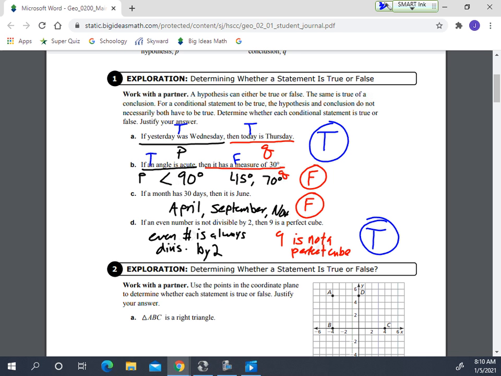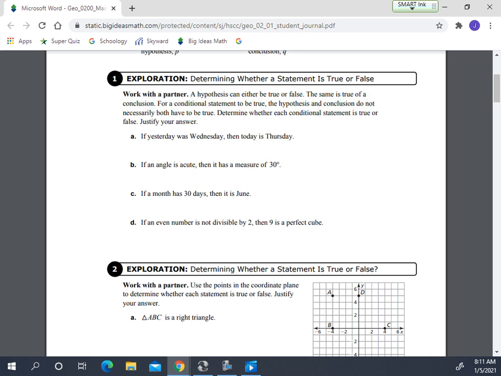Same with this one. It had true, month has 30 days and it is June. That was false, right? Because it can be multiple months. This one, if an even number is not divisible by 2, that was false. Then 9 is a perfect cube, that was false. And we led to a true statement. And this might help us out in the long run. Let's move on.